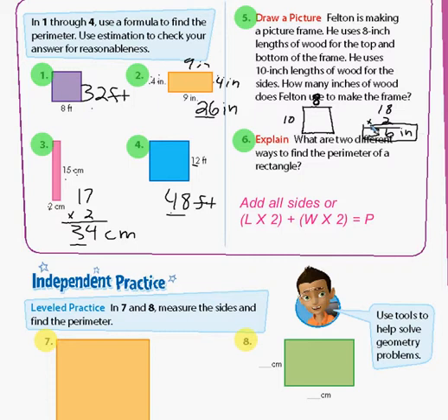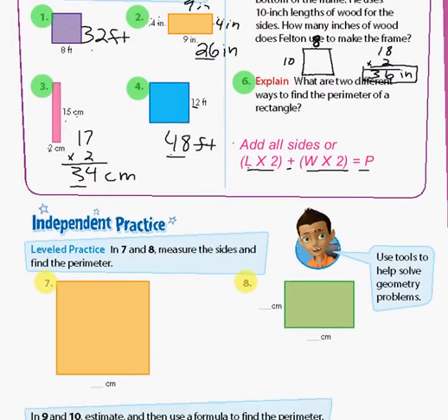Okay, question number 6. What are 2 different ways to find the perimeter of a rectangle? And I went ahead and typed it down there for you. We can just do like we did on some of these other problems. You could either add all sides, or I could multiply the length times 2. I don't know if we tried that one yet. Multiply the length times 2, and then multiply the width times 2 and add those 2 together, and that will give you the perimeter. Okay.